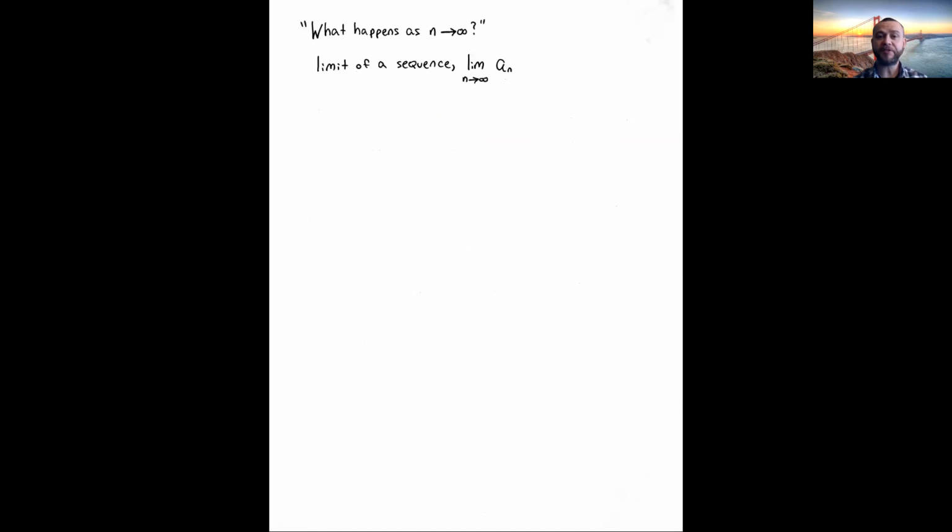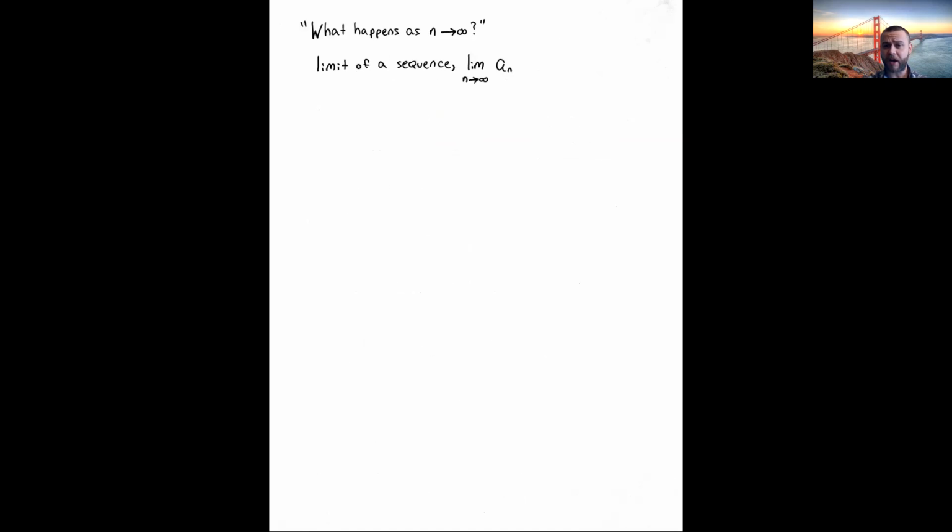All right, now that we've seen a few examples, we can get to the main question. What happens as n goes towards infinity? What happens to the terms as we go deeper in that list? And this is introducing the idea of what we'll define as the limit of a sequence.